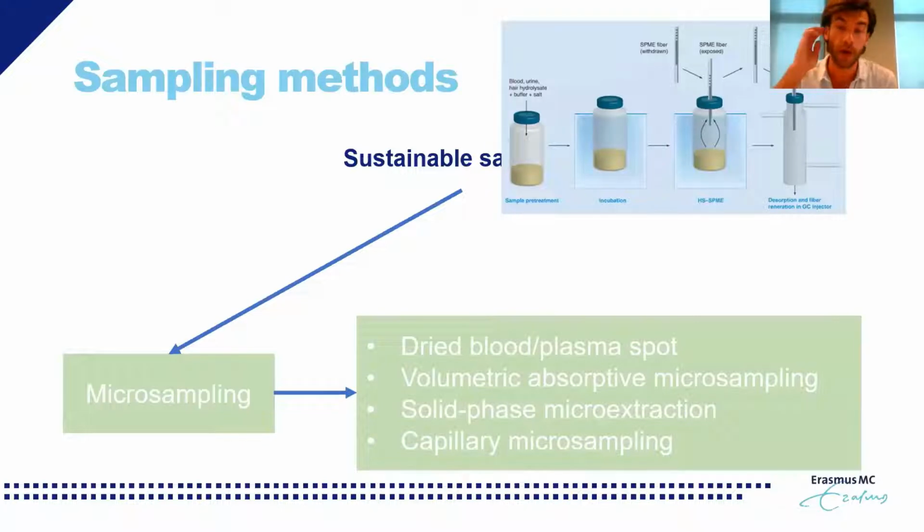Then there's solid phase microextraction, where you use an extraction phase to take diluted blood or urine or any matrix from a buffer, and then try to quantify drug concentrations. And lastly, capillary microsampling, where you make use of capillaries.